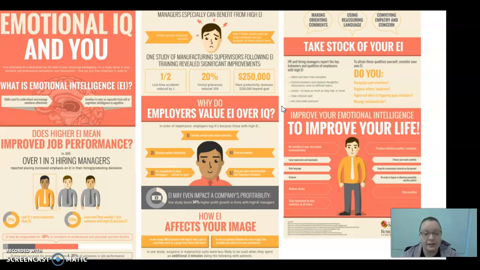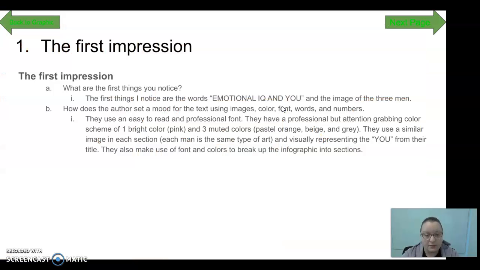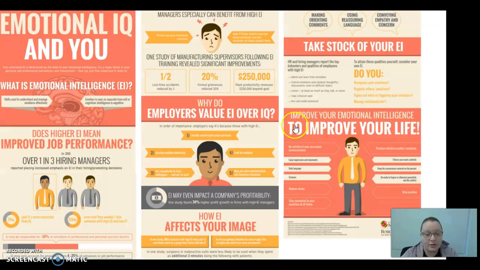They've clearly used a few very well-chosen colors to both look appealing to the eye and to make it easy to read, as those colors of the font are contrasting to the background color of the infographic. So what else? So we see they have a professional but attention-grabbing color scheme of 1 bright color, pink, and 3 muted colors, pastel orange, beige, and green. So we can see that the brightest color on here is this pink.